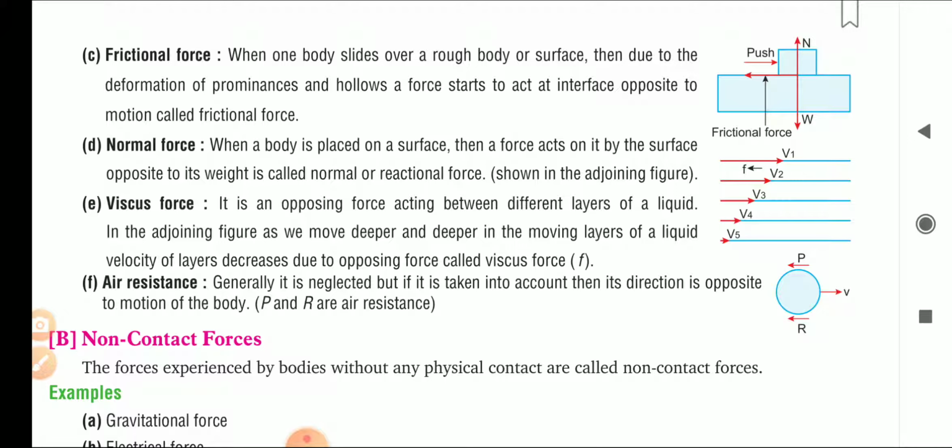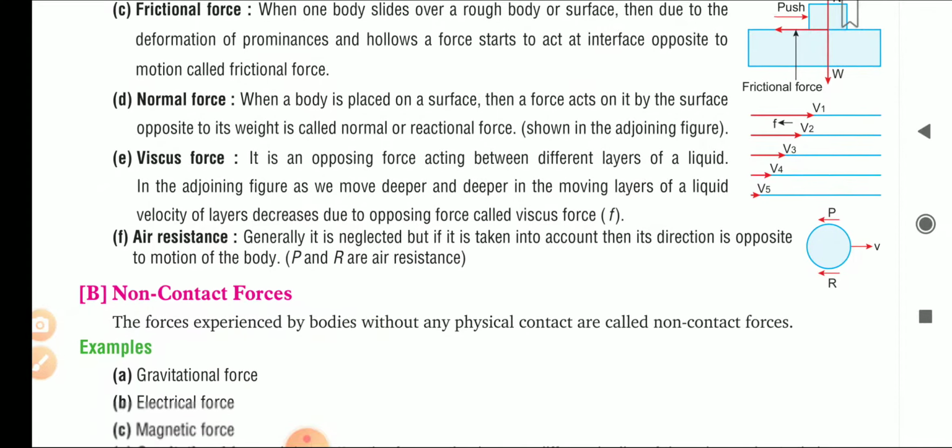Viscous force. It generally comes when we are talking about liquids. The force existing between two layers of a liquid is known as the viscous force. When the liquid layers are trying to drag one over the other, there is a force known as the viscous force. It is an opposing force acting between different layers of a liquid. So in the adjoining figure, as we move deeper and deeper in the moving layers of a liquid, the velocity of the layers decreases due to the opposing force called viscous force. So viscous force goes on decreasing.